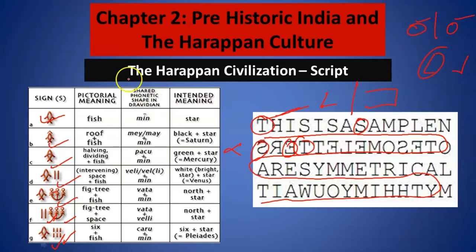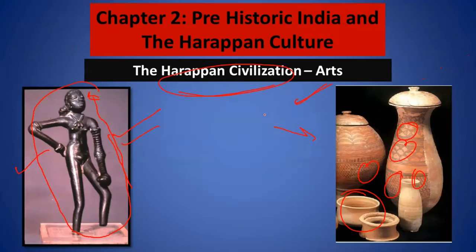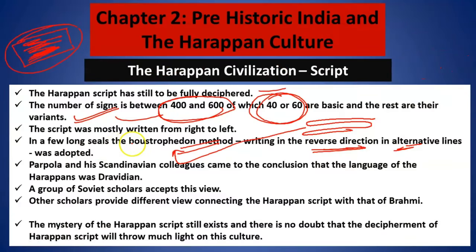They are yet to be deciphered. If those signs are deciphered, it will become extremely easy for us to understand what they were writing. Right now, we are unable to decipher. Decipher means to decode their script, and hence we do not know much about them.